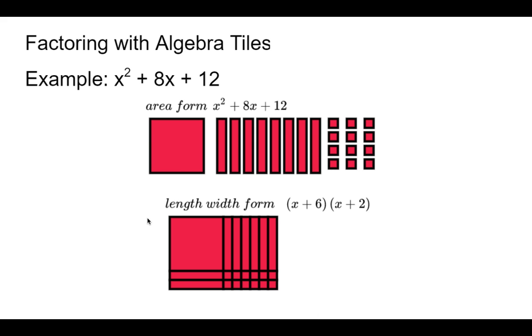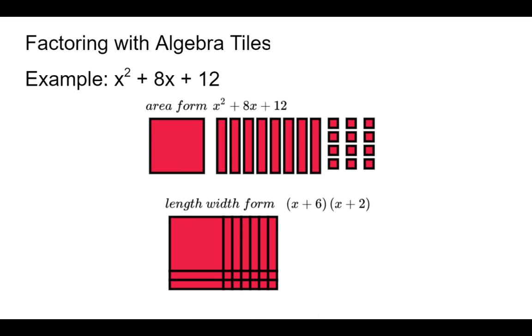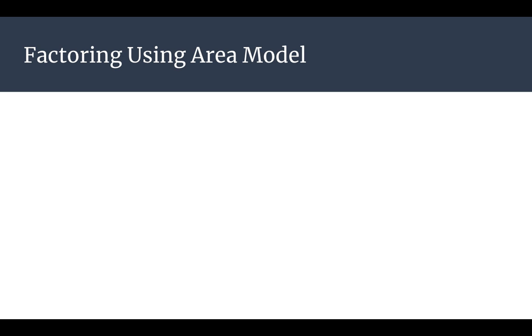And what I'm going to do now is we're going to use the area model to help us factor. We're just not going to do it with tiles because like I said, we don't have tiles in our pockets when we're doing this kind of stuff. So, let's factor using the area model then. Let's say we have this equation. We have x squared plus 5x plus 6.